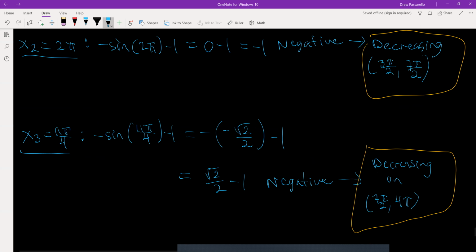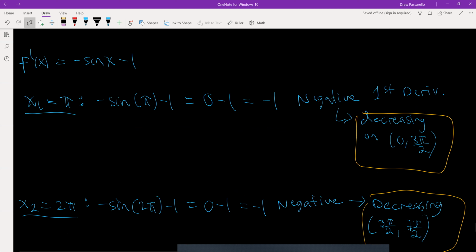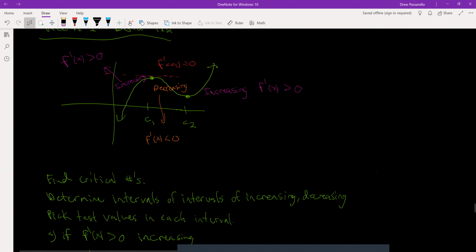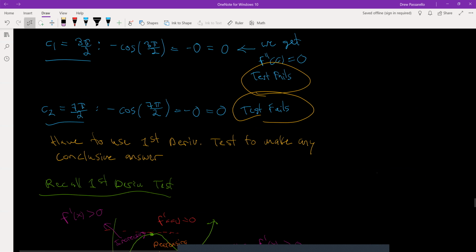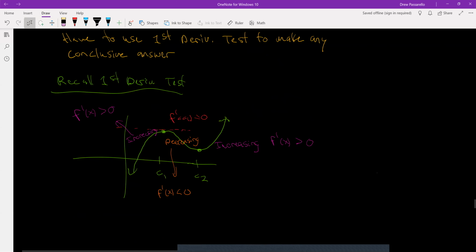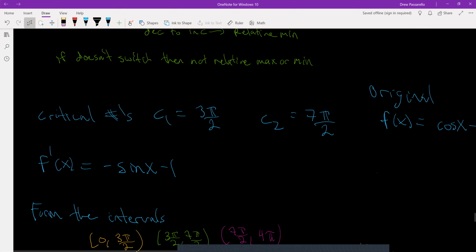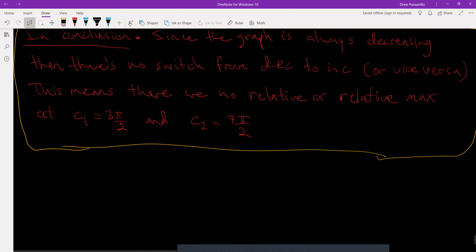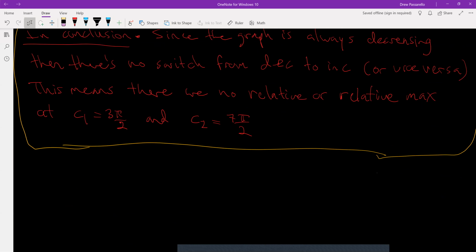All right, so that was just one I wanted to do that shows that the second derivative test can fail. And when it fails, to make any conclusive answer, you need to use the first derivative test. That gives you more confidence in saying that there is no relative min or max. All right, so that's it for this video, and that's it for this section. I'll be starting the next new section in the next video, but this was going over the second derivative test and then an example that worked and an example where it didn't work.